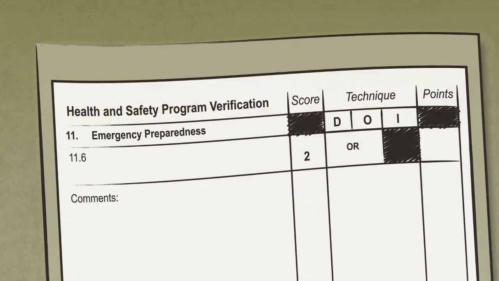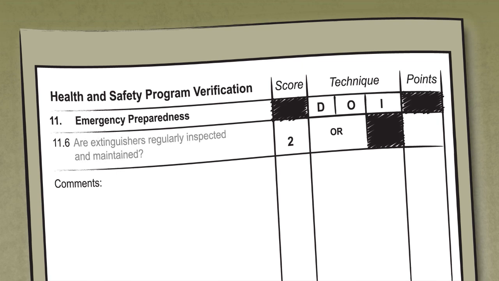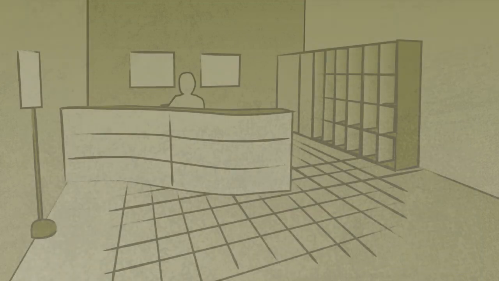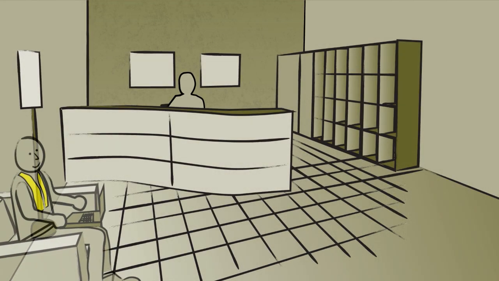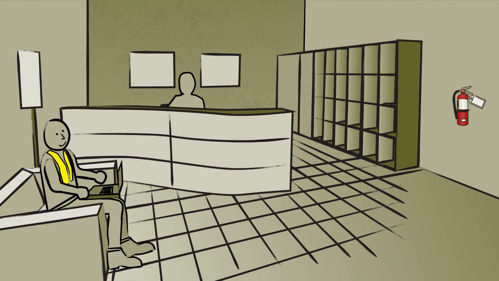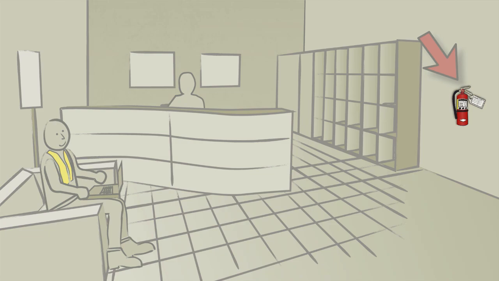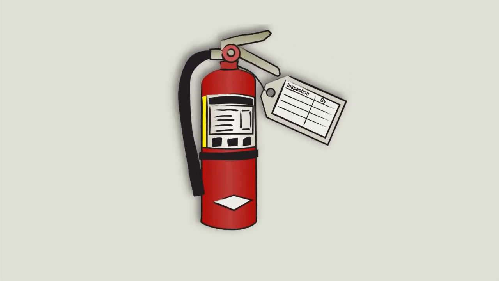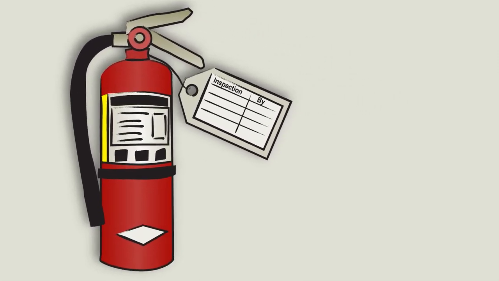Question 11.6 asks, are extinguishers regularly inspected and maintained? The observation portion for this question requires the auditors to look at the tags on fire extinguishers and confirm they have been inspected as per the National Fire Protection Association. NFPA 10 requires that fire extinguishers shall be visually inspected approximately every 30 days and maintained annually.